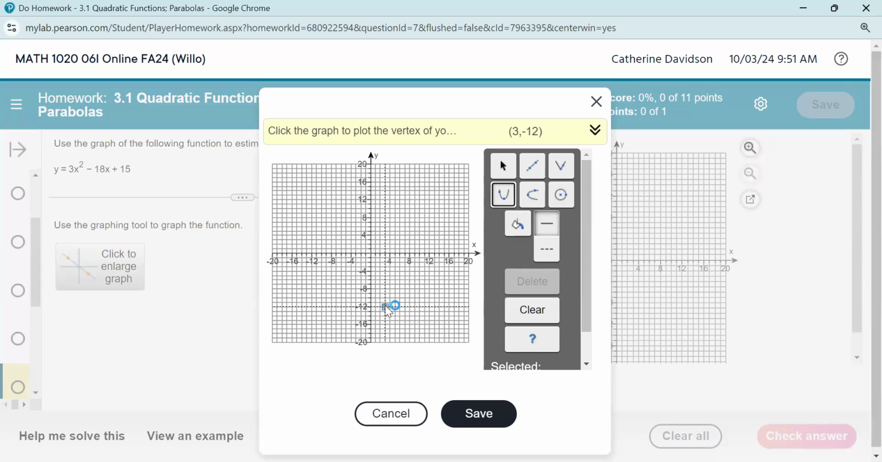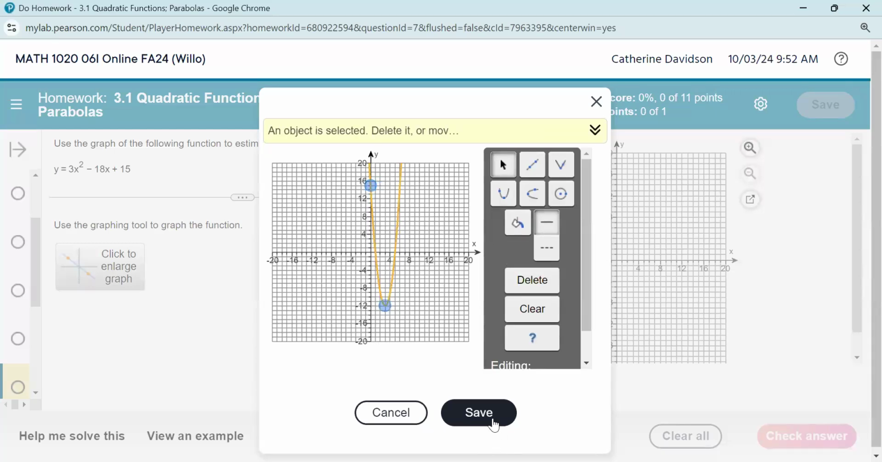And I don't click anything until I'm actually on 3, negative 12, and you can see that in the yellow box. The second point I like to use, if you look at the equation, there's a 15 without an x on it. That is your y-intercept. You see them at 0, 15. That's the second point I like to use. You don't have to use that point. You can use another point from the table.